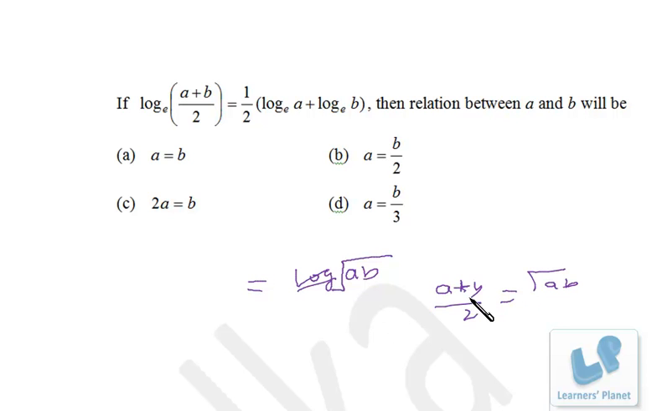That means arithmetic mean of two numbers is equal to their geometric mean. It happens only when both the numbers are equal. In the single case, it happens when both the numbers are equal. So a should be equal to b. This is the very basic property. Okay.